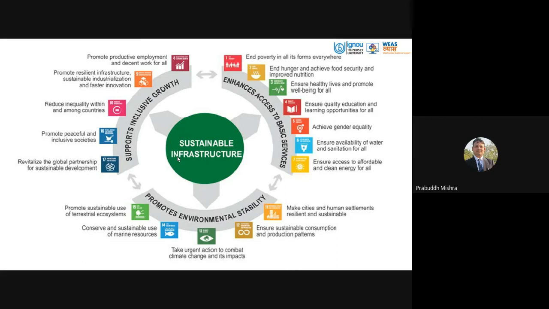In today's world, we see only a few business tycoons throughout the world. 80% of the wealth is concentrated in 20% of hands, and the 80% of the population has just 20% of the natural resources and wealth. This is a rough idea, but you can visualize what kind of planet we live on. So in this, we have to promote resilience, sustainable industrialization, and faster innovation. Innovation I have already discussed.